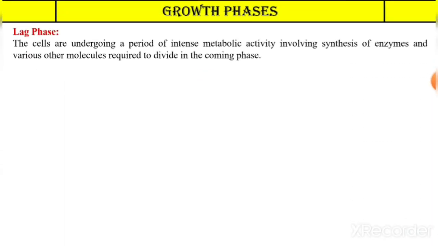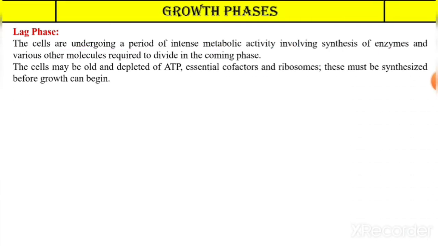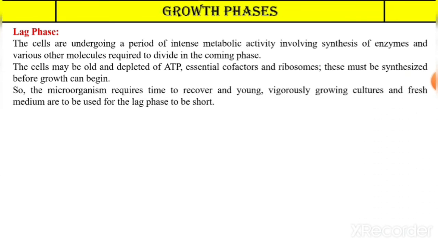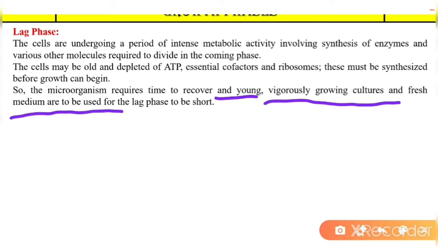The first phase is the lag phase. The cells are undergoing a period of intense metabolic activity involving synthesis of enzymes and various other molecules required to divide in the coming phase. The cells may be old and depleted of ATP, essential cofactors and ribosomes. These must be synthesized before growth can begin. So the microorganisms require time to recover, and young, vigorously growing cultures and fresh medium are to be used for the lag phase to be short.